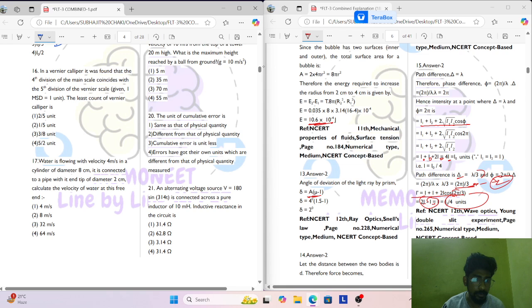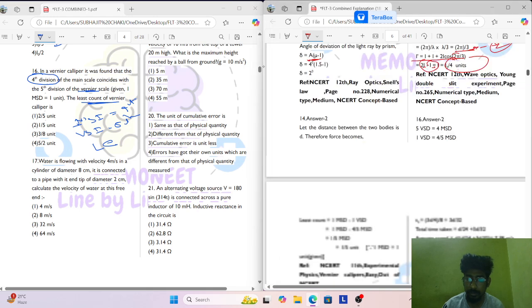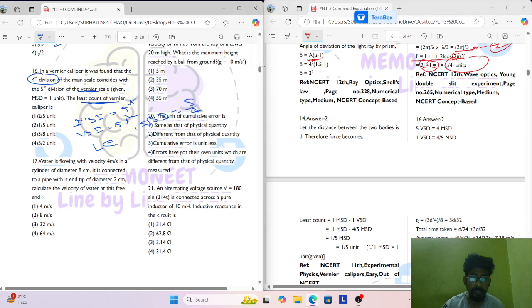Okay, from the fourth division of the main scale, MSD equals 4 divisions, VSD equals 5th division. The least count, LC, you have to calculate. First of all, calculate 1 VSD. 1 VSD equals what? 5 by 4. Least count is given by the formula 1 MSD minus 1 VSD.